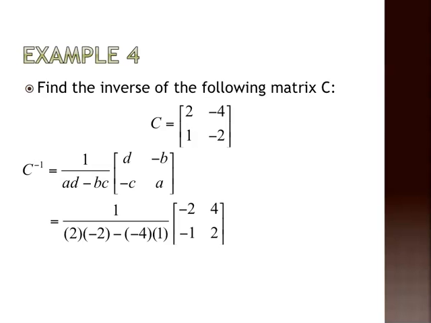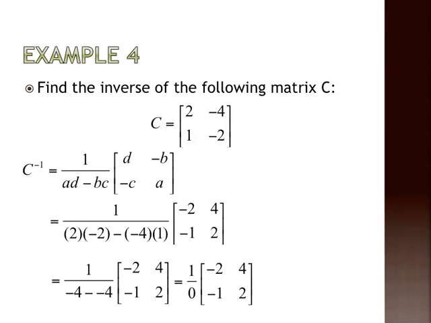And now we go ahead and simplify. So we have -4 minus -4. This is the same as -4 plus 4. And look what we have here. We have a 0 in the denominator. Now, because we have a 0 in the denominator, this answer is going to be undefined. What this means is that the matrix C does not have an inverse. So we would say C inverse does not exist.